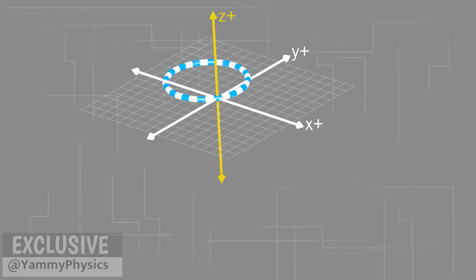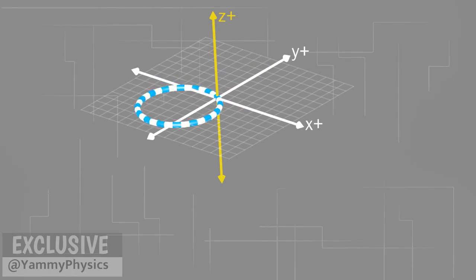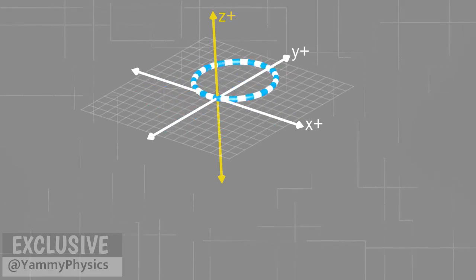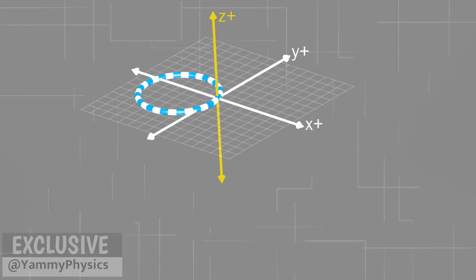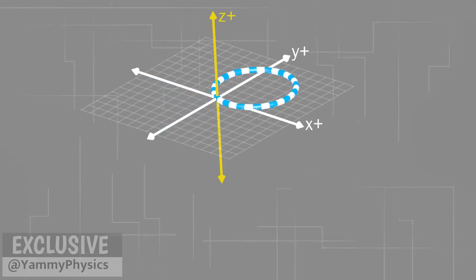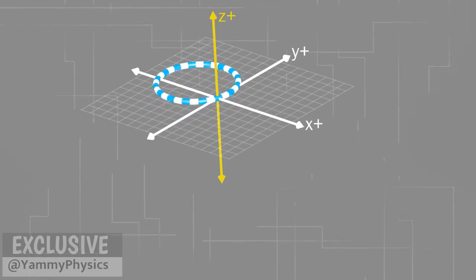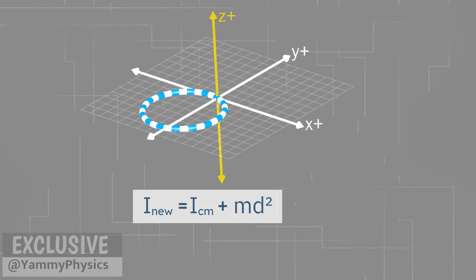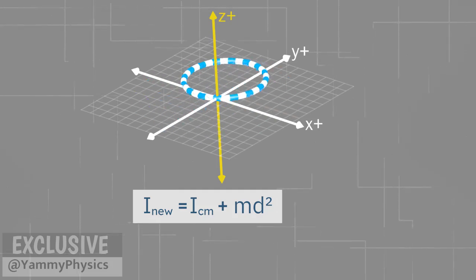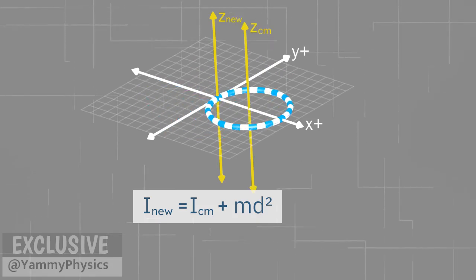You can apply the parallel axis theorem. This theorem is discussed in detail in the member videos in the rotational dynamics course. In short, the moment of inertia about an axis parallel to the axis through the center of mass is I equals I center of mass plus md squared, where d is the distance between the two parallel axes.